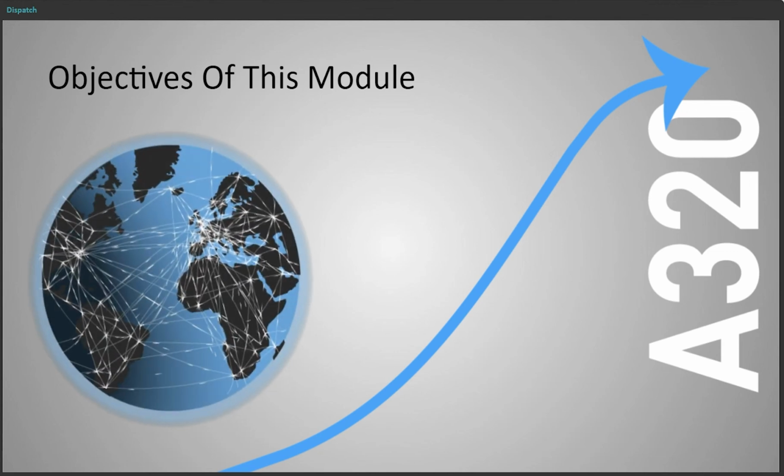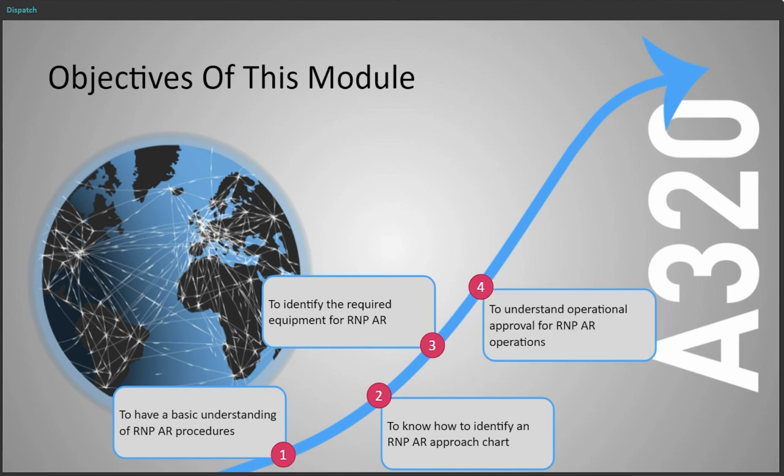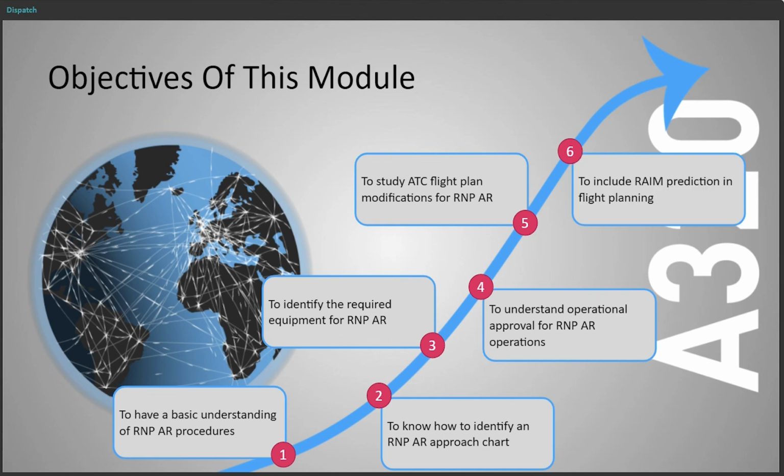We have now covered our objectives for this module and the whole of the course. In this module they were: 1. To have a basic understanding of RNP AR procedures. 2. To know how to identify an RNP AR approach chart. 3. To identify the required equipment for RNP AR. 4. To understand operational approval for RNP AR operations. 5. To study the ATC flight plan modifications for RNP AR. And 6. To include RAIM prediction in flight planning.